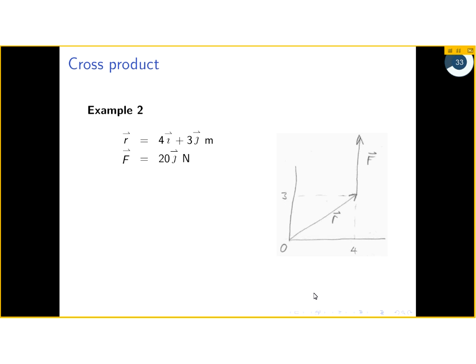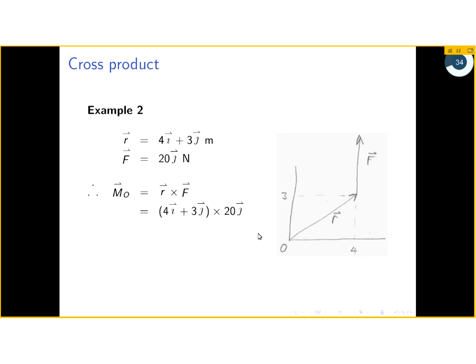Okay, so let's move on to the second example. Let's look at the same force, 20J, a force of 20 newtons in the J direction. But let's say the point of application of this force is now different from example 1, and I'd like to calculate the moment of this force about the point O. So I'll define the position vector from the point O to the point of application, and this is given by 4I plus 3J meters.